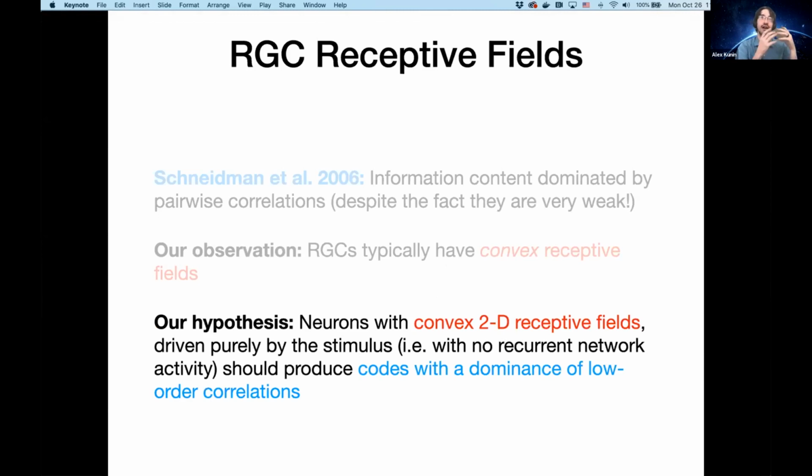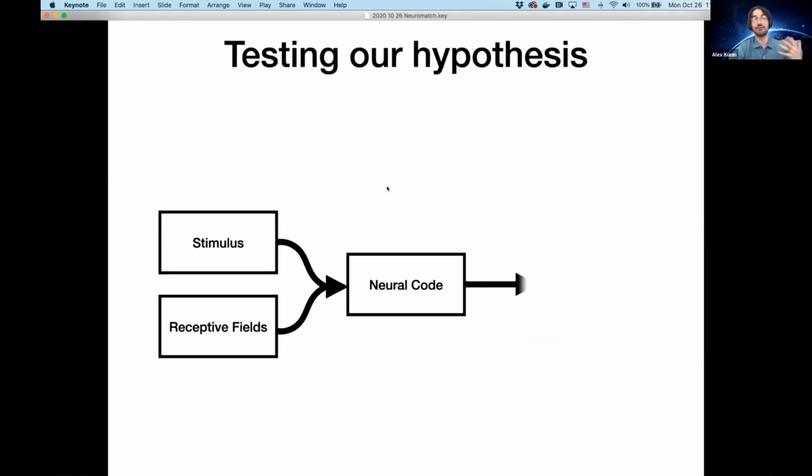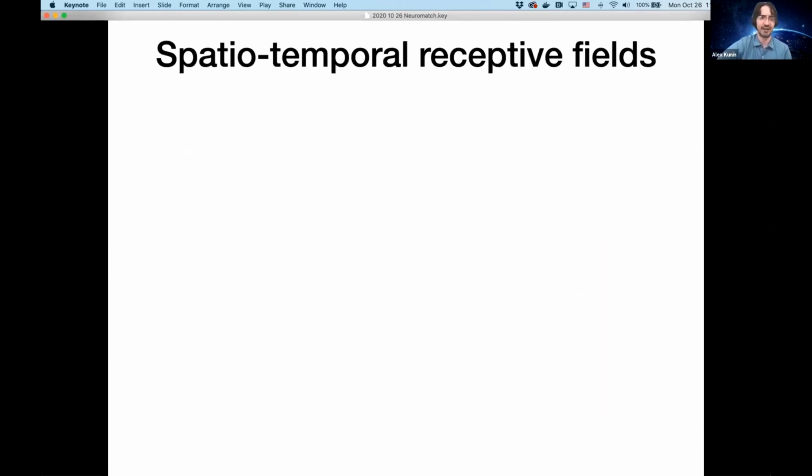So if I have neurons that are purely driven by the interaction of the stimulus with the receptive field, and the receptive field has certain geometric properties, that should produce codes with these features. So I need to explain all of the parts of the statement, which is what I will do now. We're going to test this with some simulations and compare it to some mouse retinal ganglion cells. First I'll talk about these simulations, and then I'll talk about the analysis that we did to explain this idea of information content.